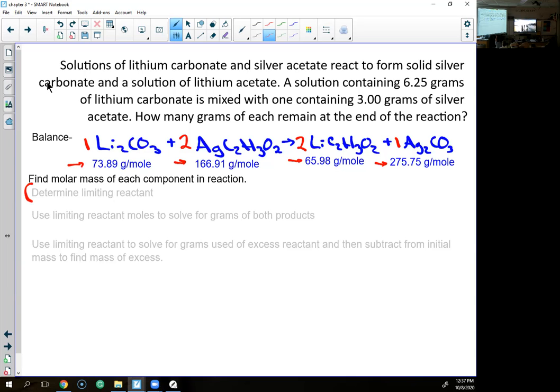Yeah, so like on this one, you would start with 73 and 166. That would be the given masses. No, the given mass is here. Now you'll use these in the picket fence.